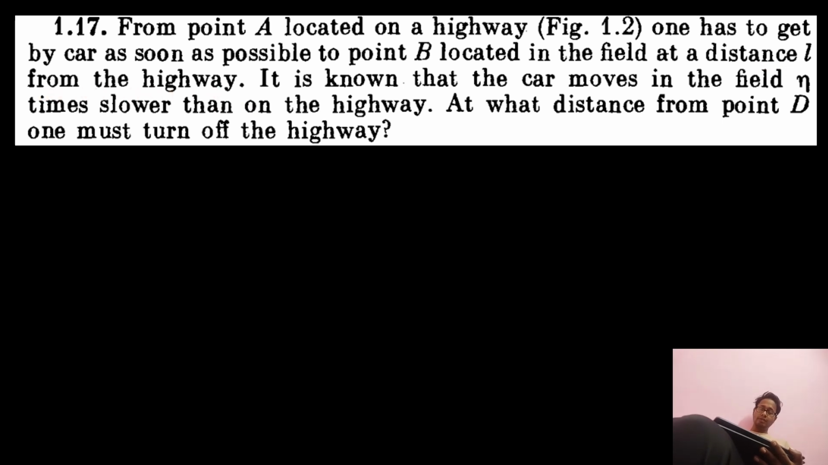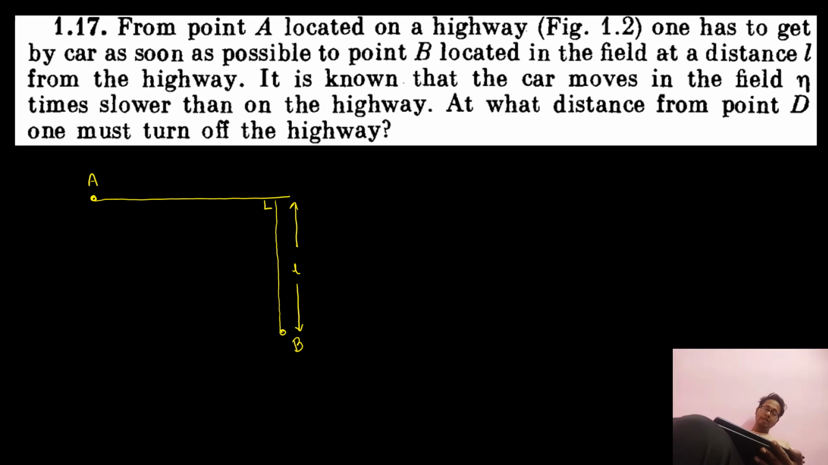So what is this question saying? This question is saying there is a point A and this is a highway. Okay, and there is a point B which is located at distance L from the highway.